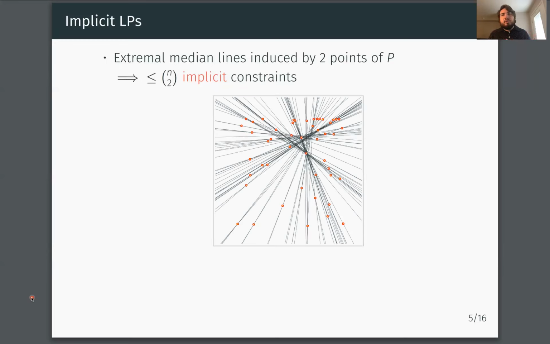Just like in the figure I showed earlier in the talk, you have your points and you have your lines, which are the extremal median lines, and the linear program in 2 dimensions, right? You're looking for the smallest disk intersecting all of these lines. So you have 3 variables, 2 variables for the center of the disk and 1 variable for the radius.